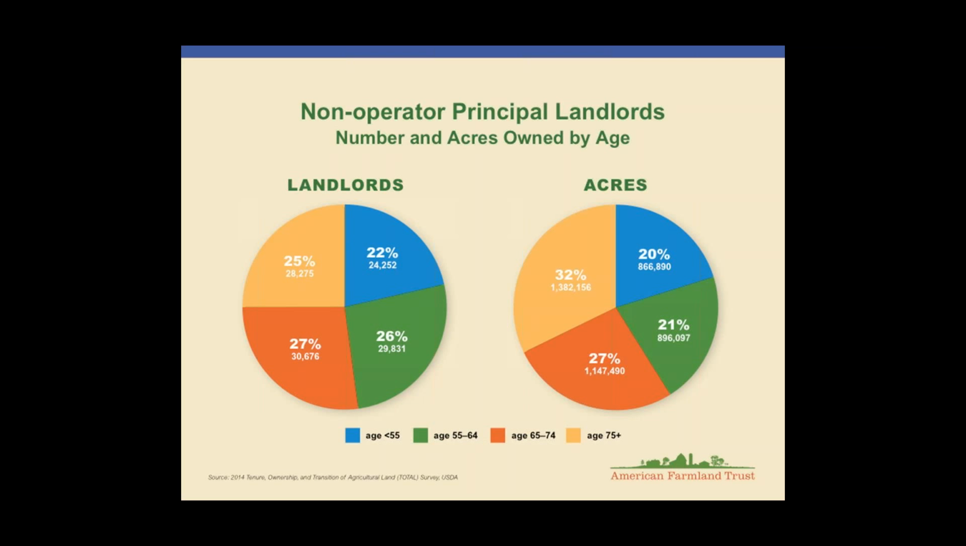And what's really interesting to think about is if you combine the figure owned by principal landlords 65 and older, which is around 2.5 million acres, with the land owned by principal operators 65 and older in the region, that's an additional 5.9 million acres. So together, they control or own about 8.4 million acres, which is somewhere around 38, 39% of the farmland in 2014. So it's significant.